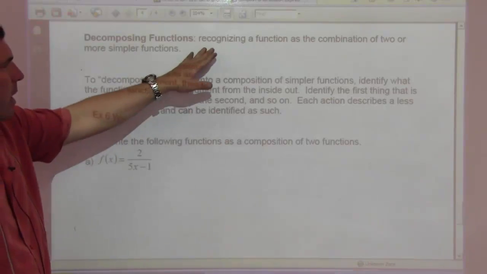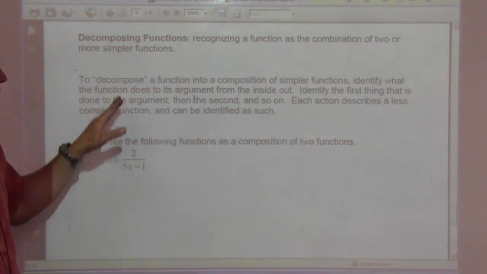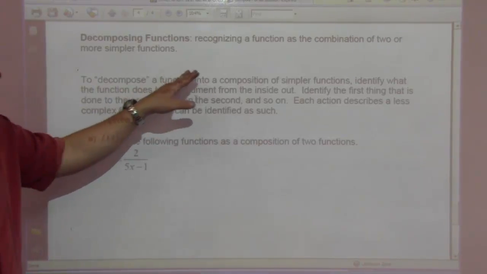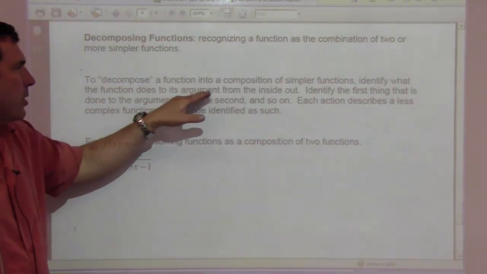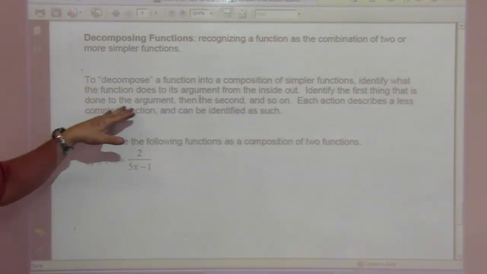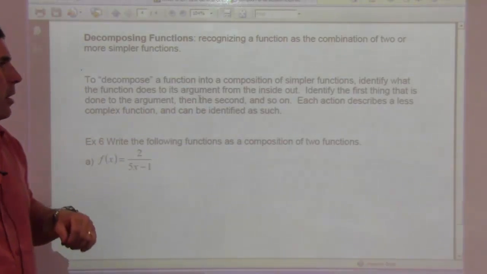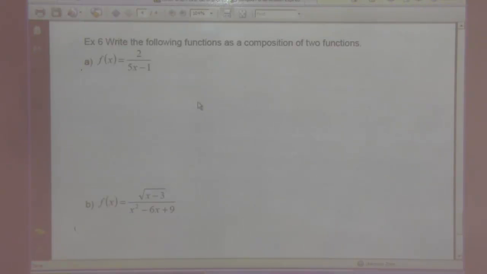So decomposing functions, recognizing a function as a combination of two or more simpler functions. To decompose a function into a composition of simpler functions, identify what the function does to its argument from the inside out. Identify the first thing that is done to the argument, then the second, and so on. Each action describes a less complex function and can be identified as such.